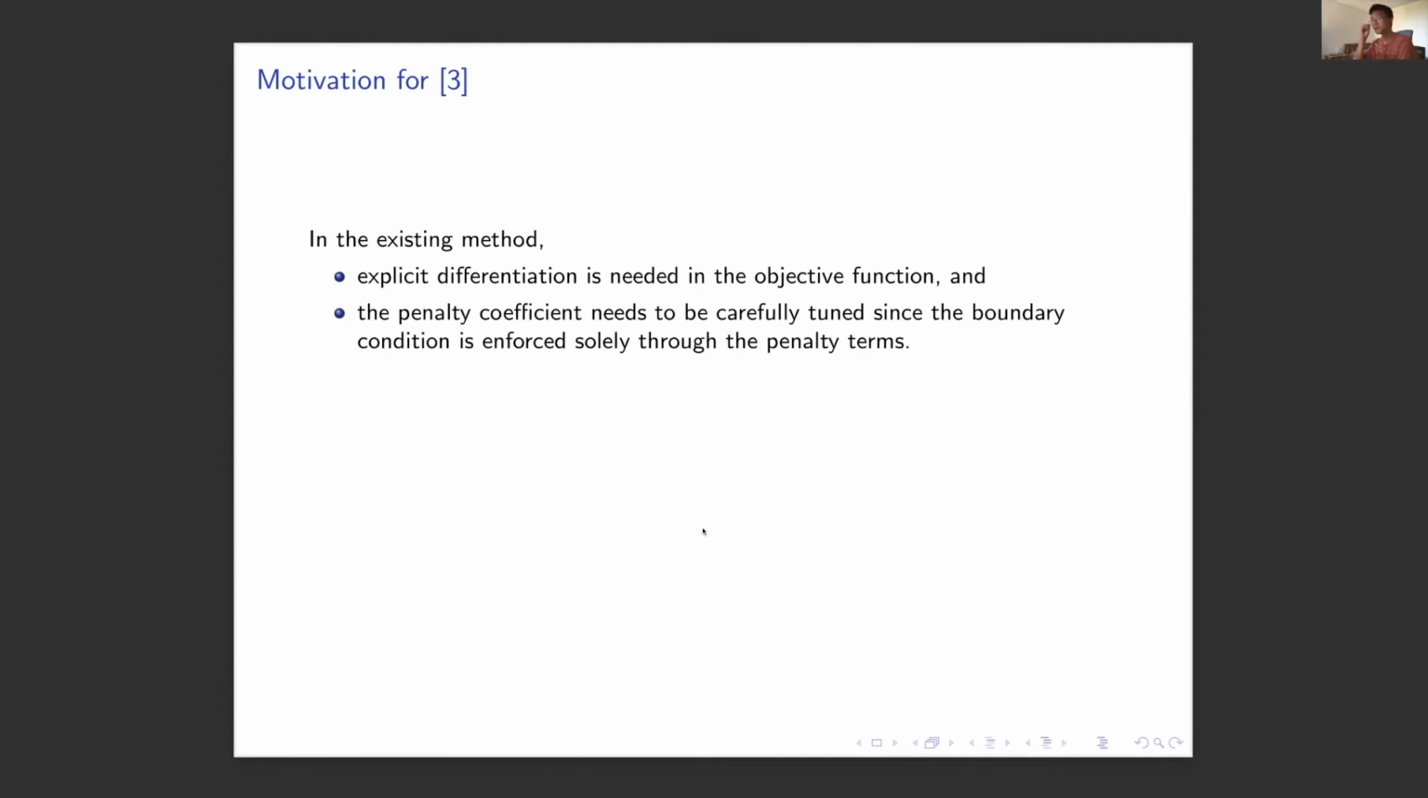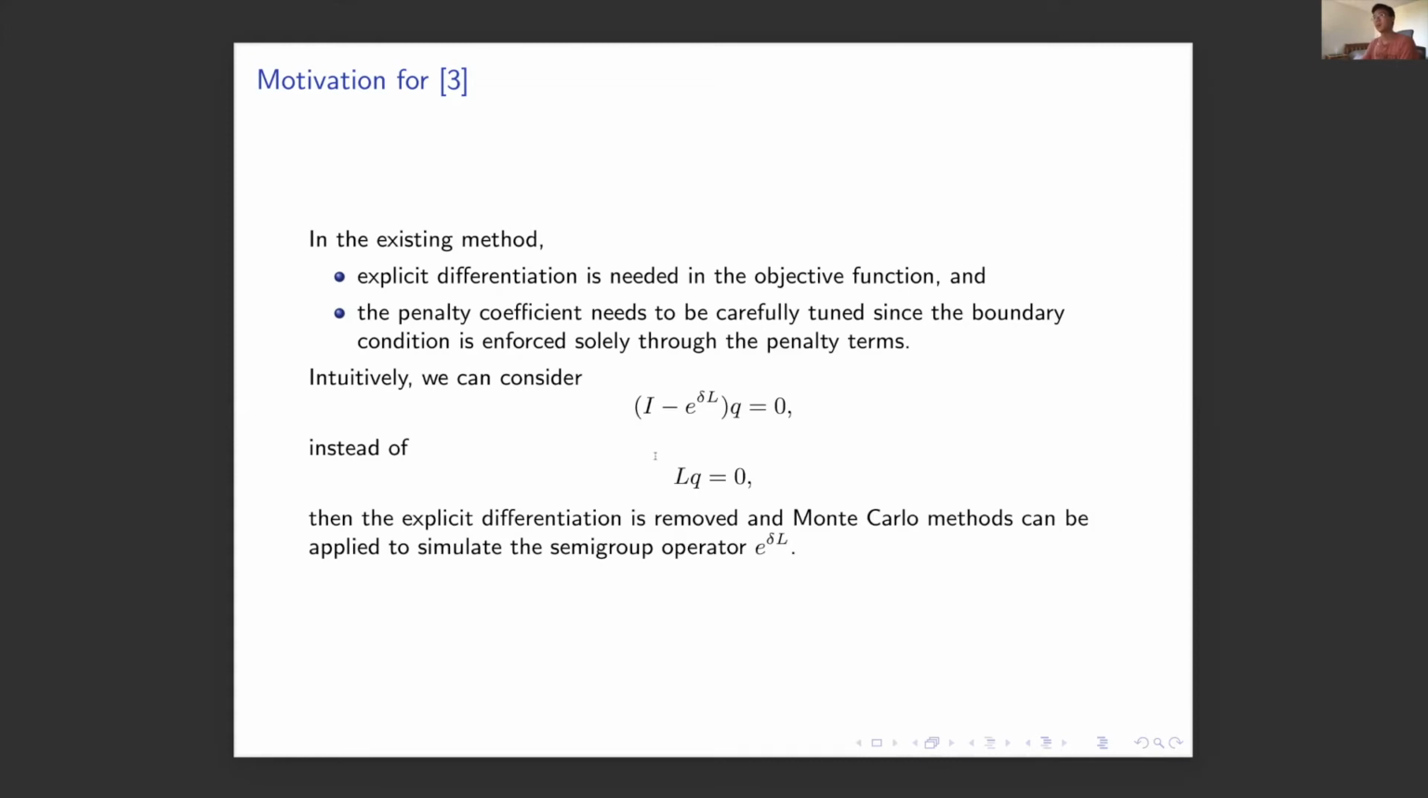That's the first problem. And the second problem is we need to carefully tune the penalty coefficient because the boundary conditions are solely enforced through the penalty terms. So intuitively, we can consider I minus e to the delta L q equals 0.